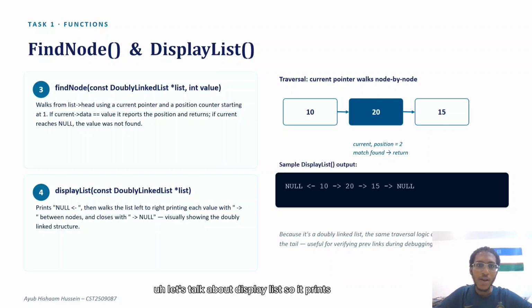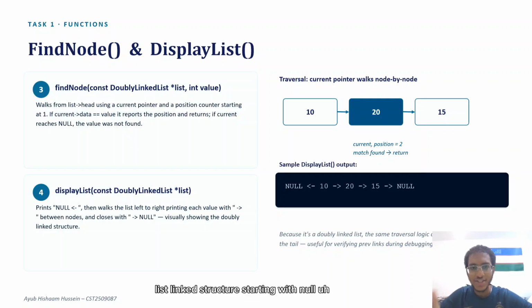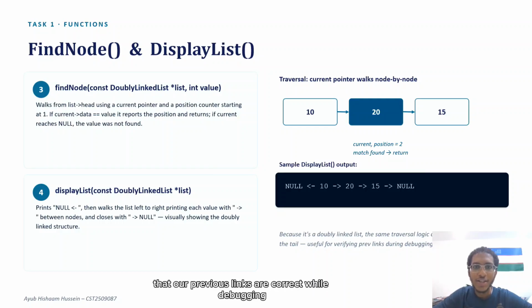Then let's talk about display list. It prints the list in a way that visually shows the doubly linked structure, starting with null, pointing back, walking left to right, printing each value separated by arrows going forward, and closing with an arrow pointing forward to null. Worth noting, because it's a doubly linked list, we could just as easily traverse it backwards from the tail, which is actually useful for double checking that our previous links are correct while debugging.